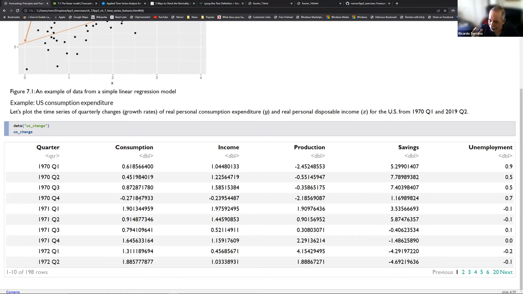Then we have our target, which is consumption, but also we have other time series that relate to income, to production, to savings, and to unemployment. So in the simplest terms, linear regression, not multiple regression, what we're going to do is try to forecast consumption on future periods with the observations that we have. And this data corresponds from 1970 quarter one to 2019 quarter two.